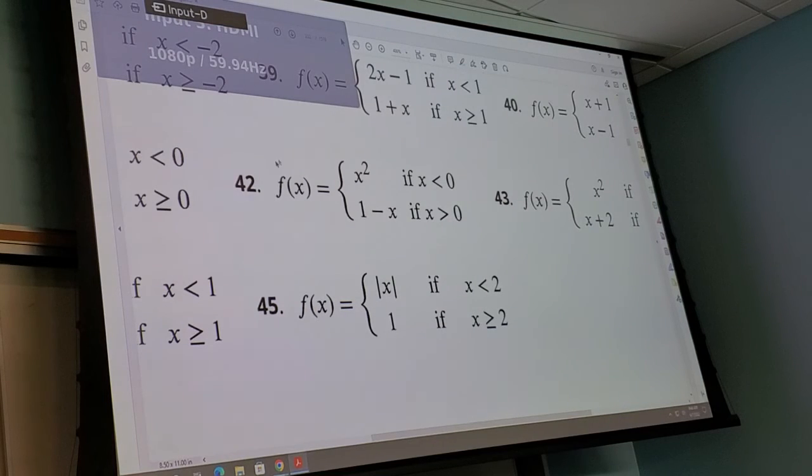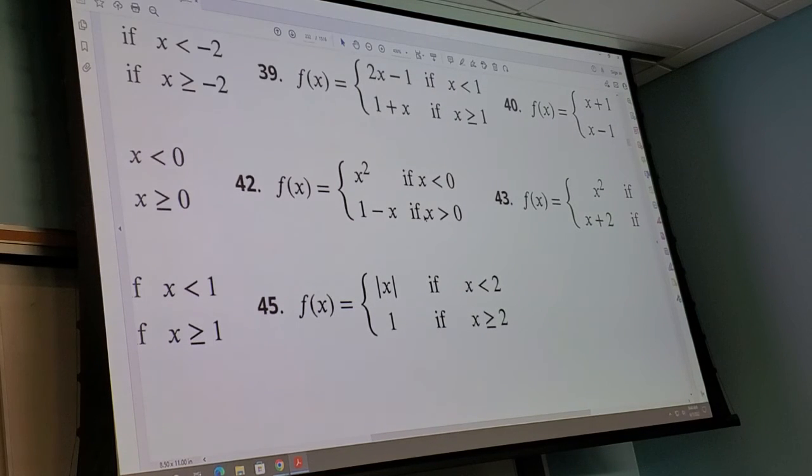So this problem here, they want us to sketch a graph, right? Let me copy that down, and then we'll do it, and then that might be it for the class. Oh, I got some room here. Okay. I'm going to copy it down.